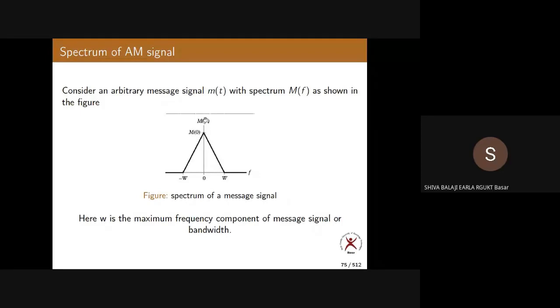Okay. So let us go to the spectrum of the signal now with the bandwidth W. This is the shape of the spectrum. Now let us go to the AM equation again.